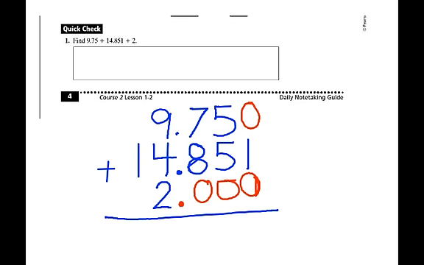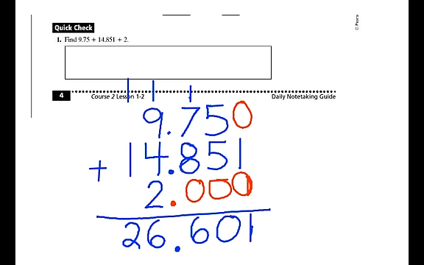Some of you may find it helpful to add zeros where there aren't any numbers, just to keep things lined up. Those red zeros would be completely optional. You do not have to write them in on addition problems. You can see here that the final answer is 26 and 601 thousandths. Check your work. If you made a mistake, correct it before going on to the next page.